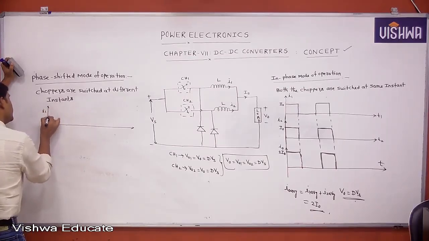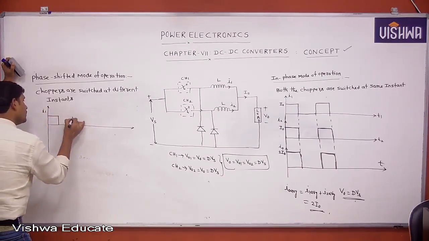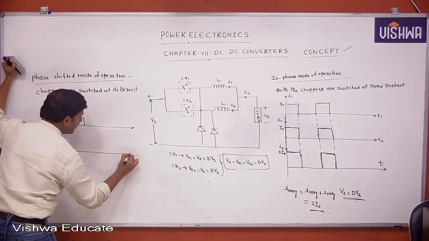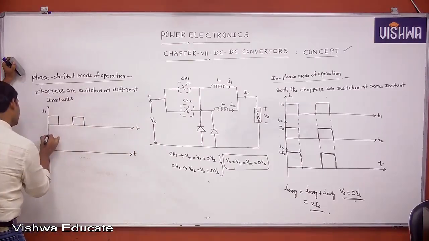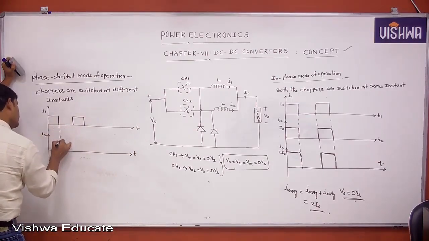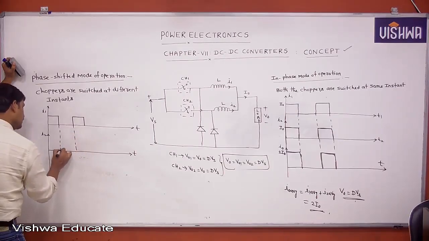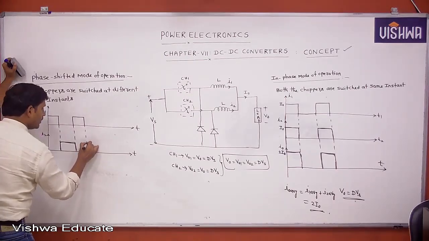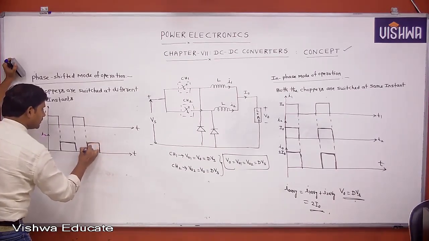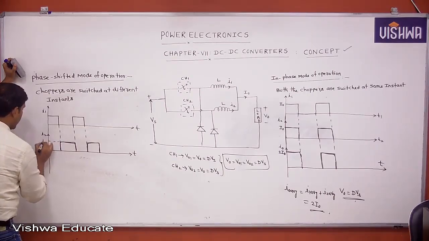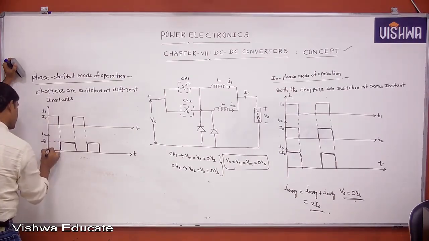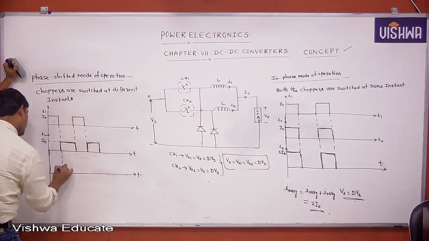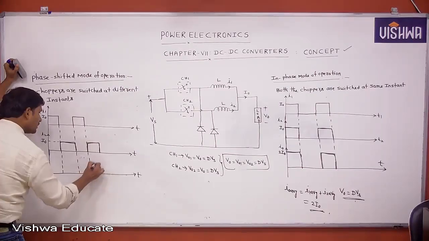Let this be I1, chopper 1, and chopper 2. Like this we are switching. Let this be I2. Here chopper 2 is switched. This is also supplying I0. Then what is the resultant I0? We are controlling on and off only. The resultant I0 is like this.